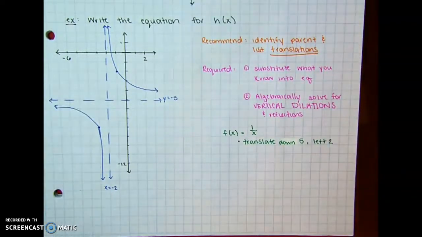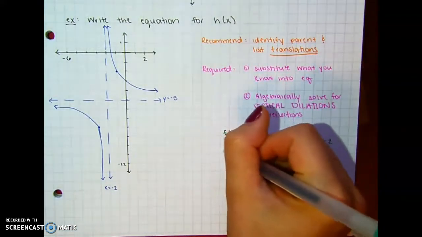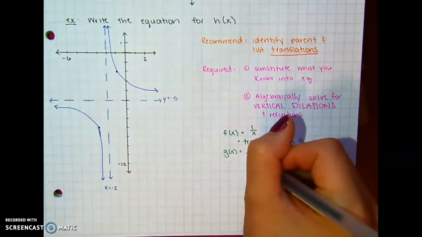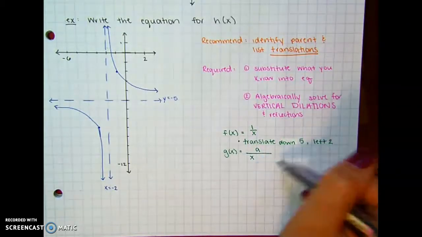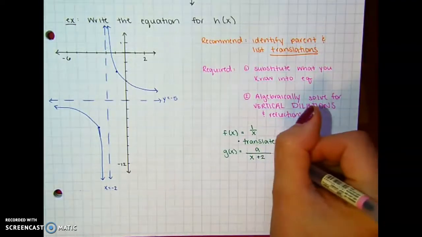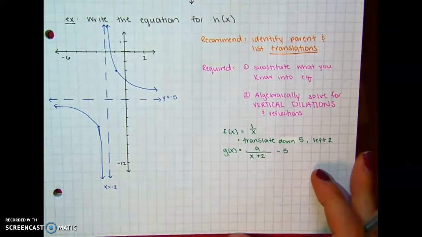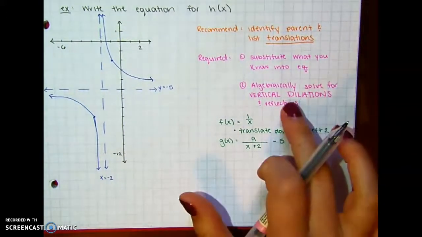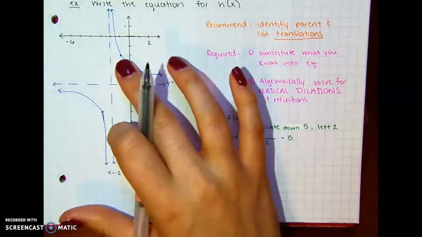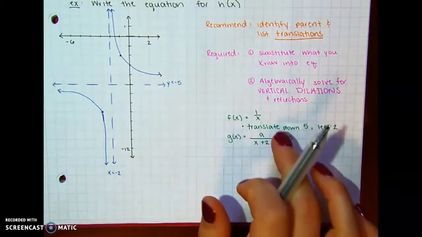And if you remember from Algebra 2, that means that our equation so far is g of x equals, I don't know if I have a dilation, so I'm just going to put an a up there, over x, this is where my horizontal translations go, so it's x plus 2, and then minus 5 is on the outside. Not in the numerator, it's on the outside. So now I'm going to algebraically solve for a vertical dilation by taking a point I know, and I've only given you 2, so those are your 2 options, substituting it in here and solving for a.